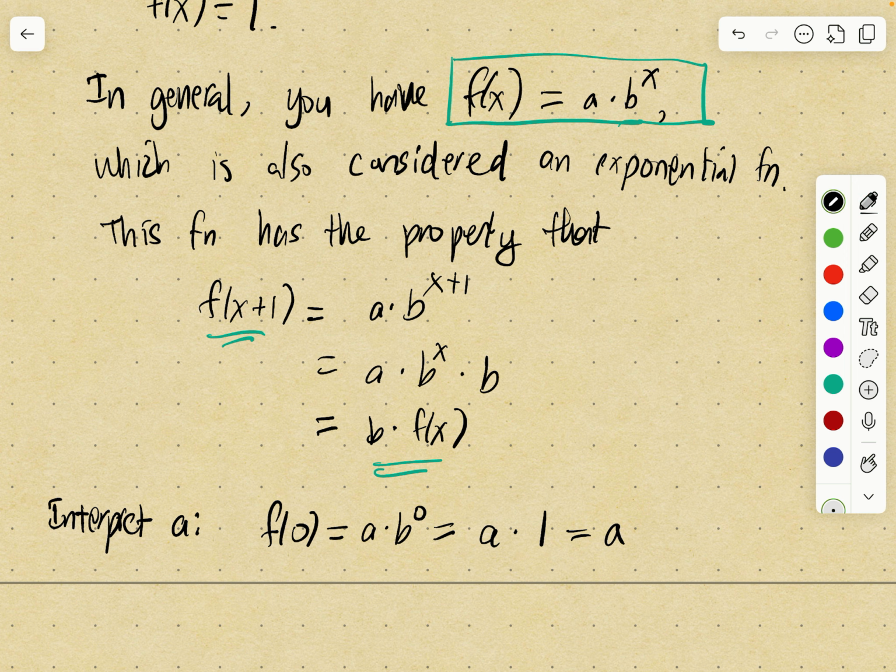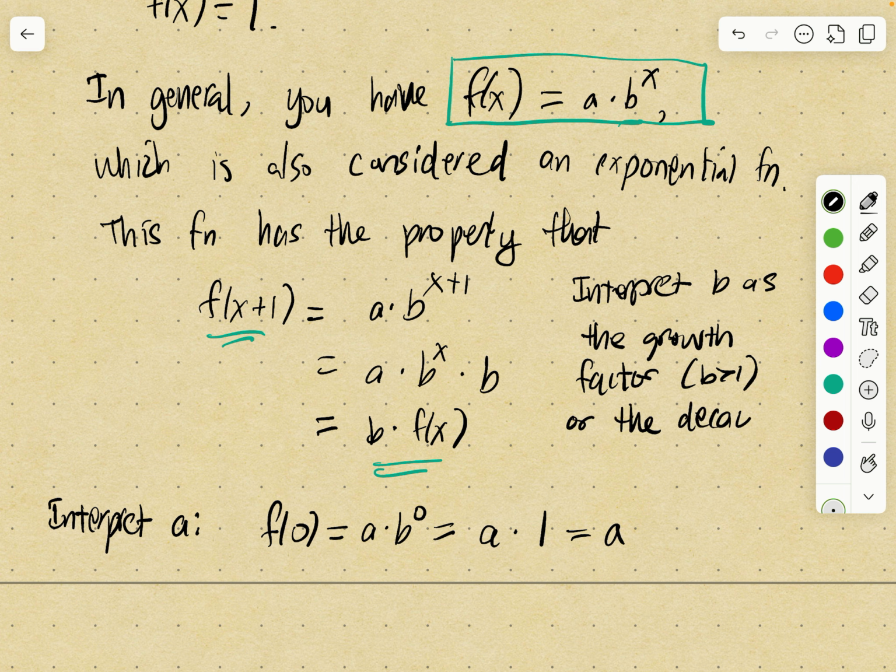as what you have to multiply y by whenever x increases by 1. So that's sometimes called the growth factor when b is greater than 1, or the decay factor when b is less than 1. And again, throughout b is positive. So that's a term when you have an exponential function. Growth factor and decay factor, that's just b in your a times b to the x.